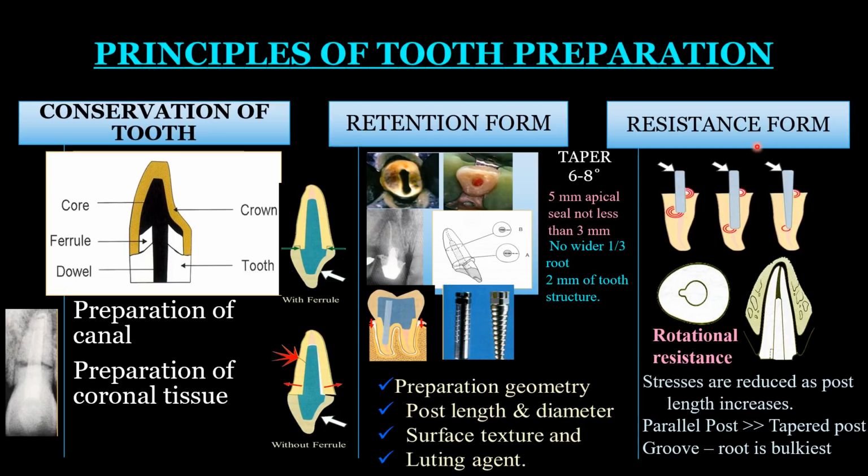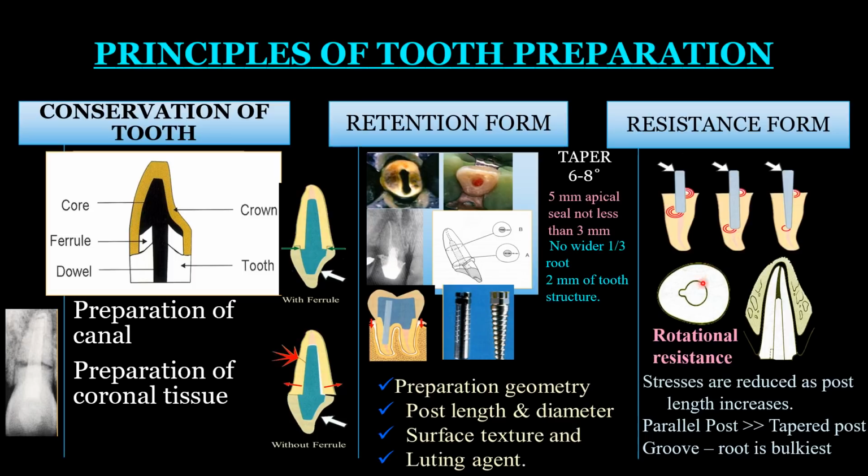Coming to the resistance form. Resistance form, they govern the stress distribution. The greater stress concentration is found at the shoulder and at the apex. Stress decreases as the post length increases. And the parallel sided posts place greater stress as compared to the tapered post. This we can see in the picture. The length is increasing, the tapered versus the parallel post.